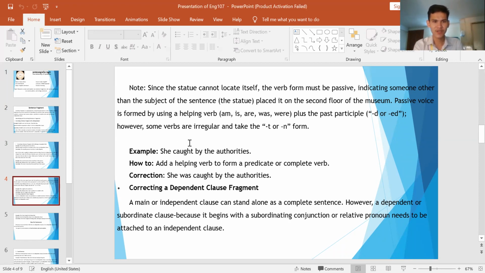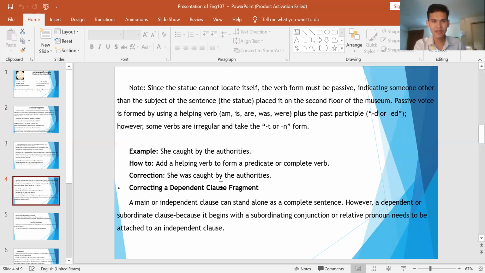For example here, she caught by the authorities. Caught is the past participle of catch. But we don't have the to be verb yet. So you need to add a helping verb, a to be verb, to form a predicate or complete verb. Correction: she was caught by the authorities. So you add a verb here, to be, as the helping verb to form the passive tense, the passive voice.